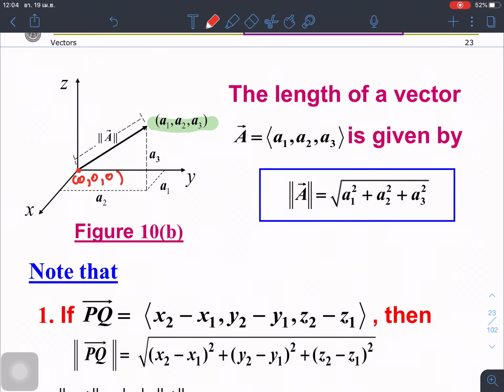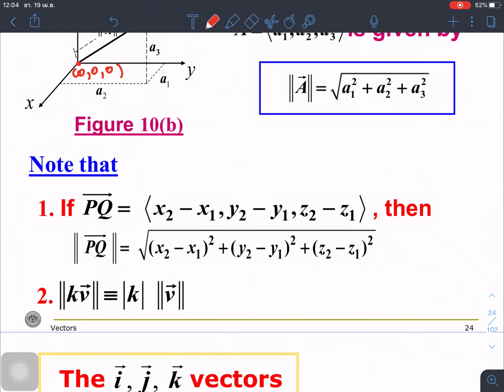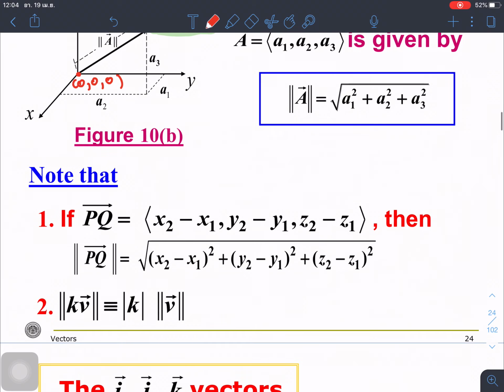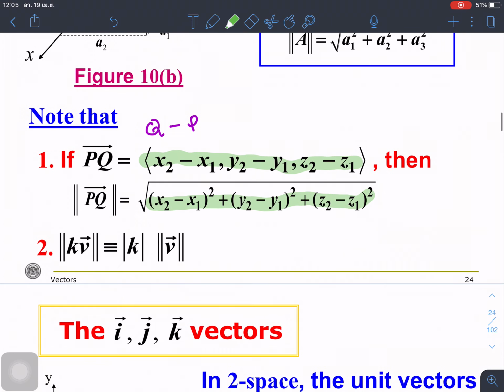Now in general, if you want to find the norm of vector PQ, remember the way you find the vector PQ is you do subtraction, Q minus P, from the last video that I talked about, and then you get this result here. If you want to find the norm of vector PQ, you do the same thing from the definition. You take each component squared and add them up, and then put everything under the square root. All right, perfect.